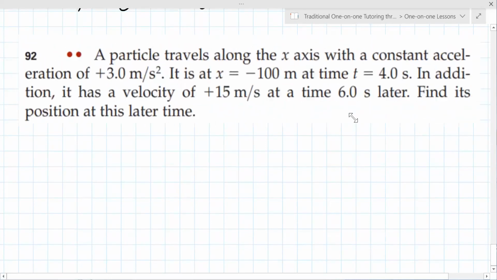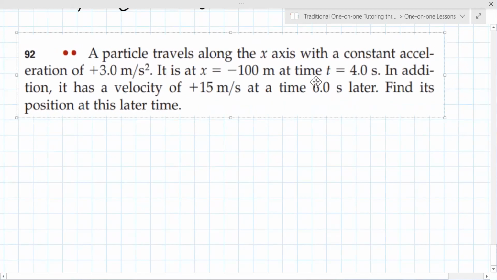All right, a particle travels along the x-axis with a constant acceleration of 3 meters per second squared. It is at x equals minus 100 meters at time t equals 4 seconds. In addition, it has a velocity of 15 meters per second at a time 6 seconds later. Find its position at this later time.